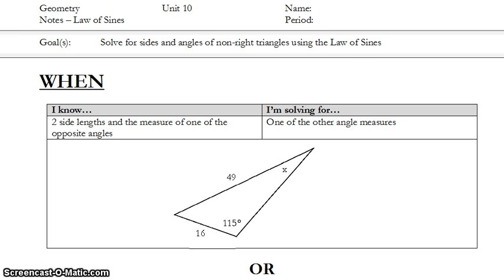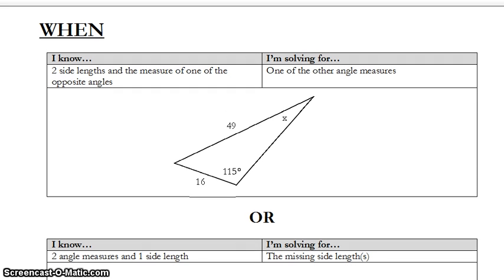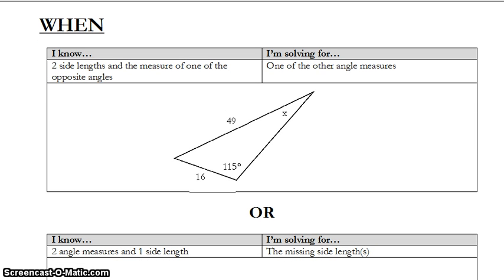So today's video is going to focus on the law of sines. We're only going to be using our sine function in today's video. And there are two circumstances where we can use the sine function if it's not a right triangle. The first one is when you've been given two side lengths and the measure of one of the opposite angles, and you're looking for another angle measure.